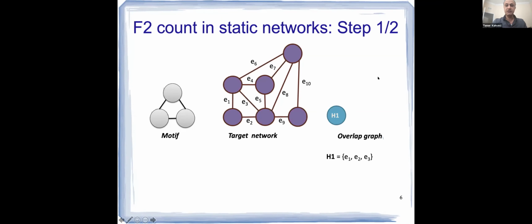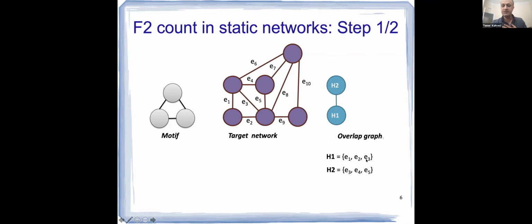And as I do this, I start creating a new graph, and I'm going to call this an overlap graph. In the overlap graph, each node corresponds to one possible placement of the motif on the target network. So for example, this one corresponds to H1, that is edges 1, 2, and 3. So I repeat this, I find the next placement of the motif, which is 3, 4, 5. So I create a node for that. And then I insert an edge between these 2 nodes, meaning that these 2 placements of the motifs have a common edge. They are overlapping with each other.